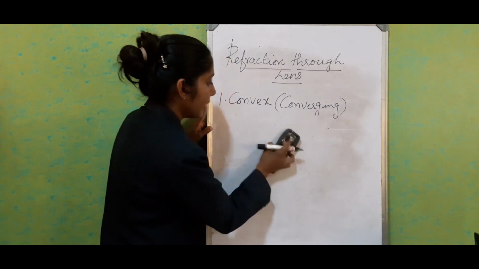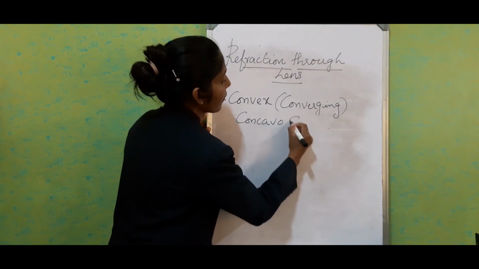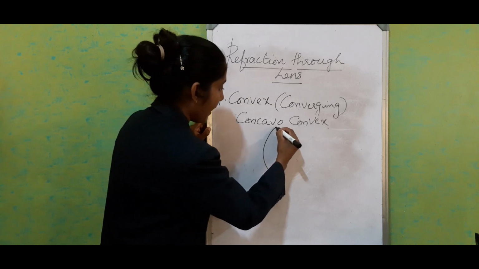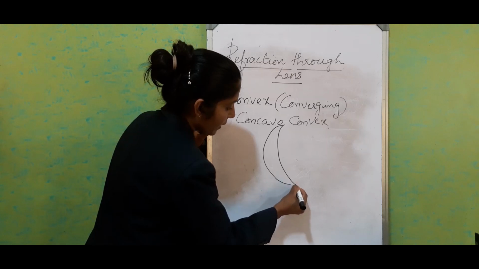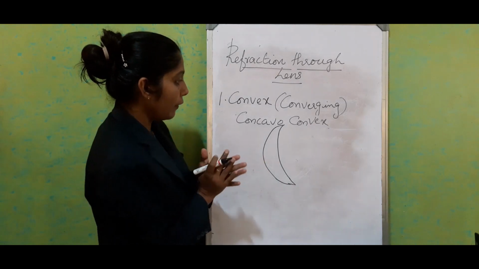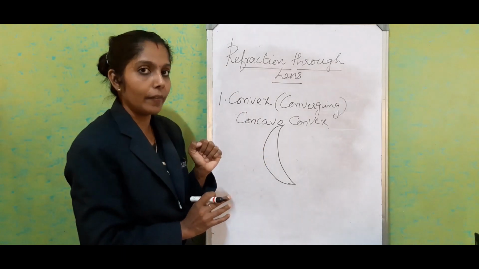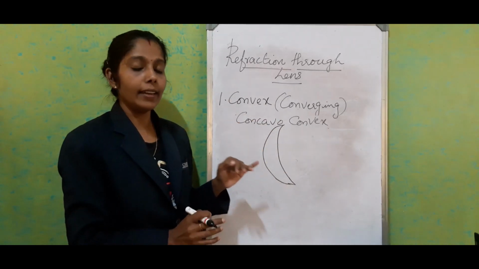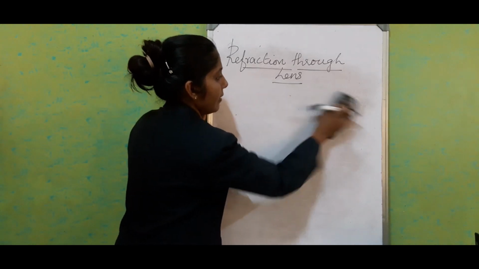And our third category is concavo-convex. One side is convex and the other side is like a concave lens. So if you see the shape, the middle portion is bulged. That is the category of concavo-convex lens. So we have three lenses in the case of convex lenses. First one, equiconvex or biconvex, then concavo-convex and plano-convex. Same way we have concave lenses.